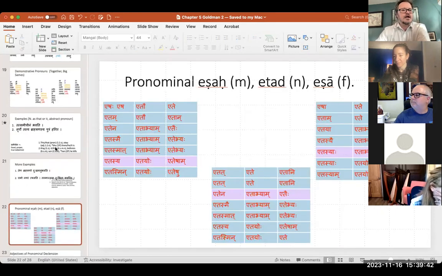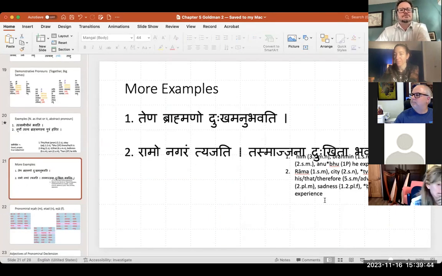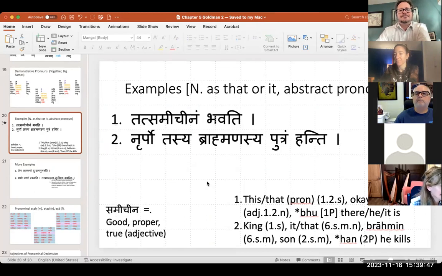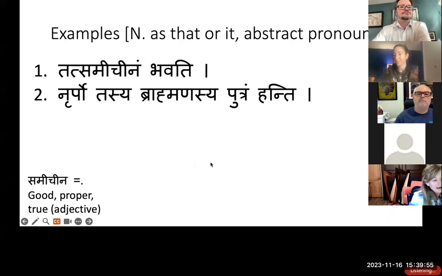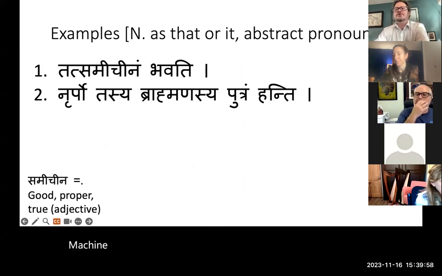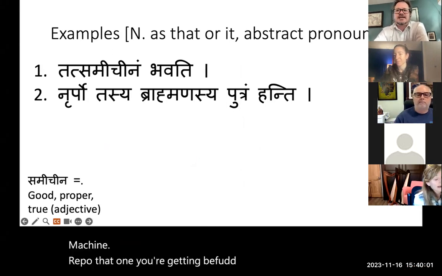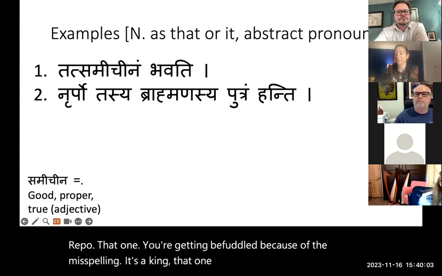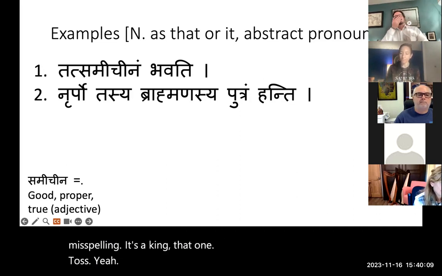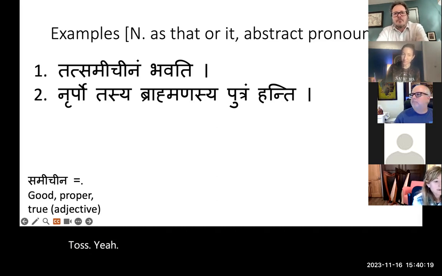All right, so, Nripo, you know that one. You're getting befuddled because of the misspelling. It's a king. Yeah, you know Nripo, Tasya. That's Brahmanasya. There you go. Putram.